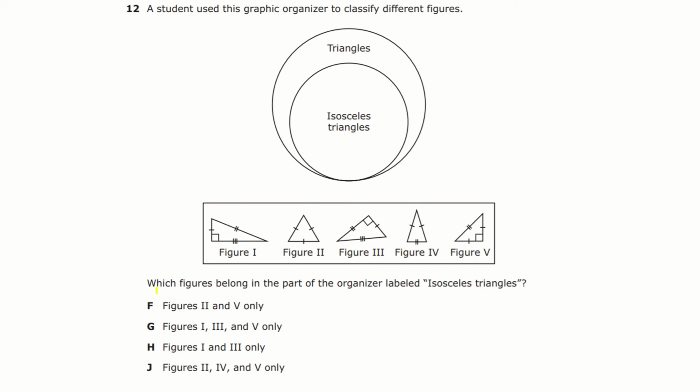Let's move on. Which figures belong in the part of the organizer labeled isosceles triangles? Alright, so basically what the question is asking us is that out of these 5 figures, which triangles are isosceles triangles?